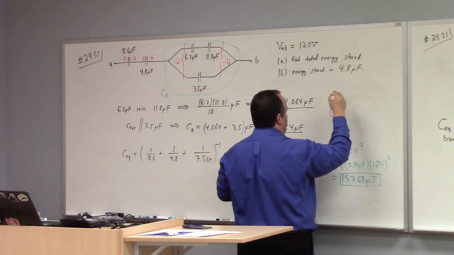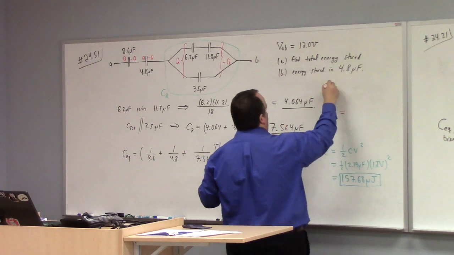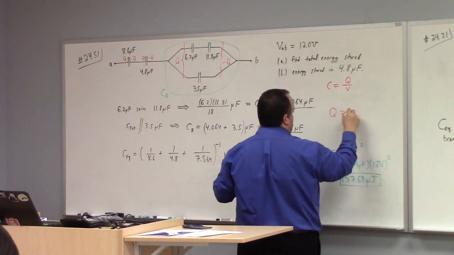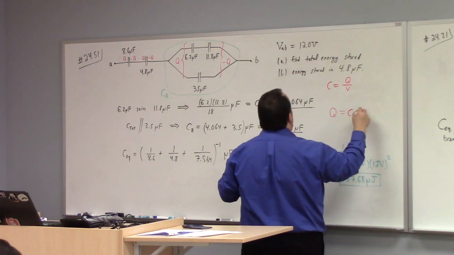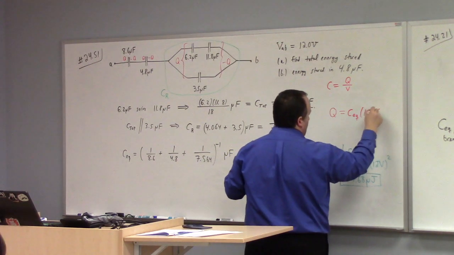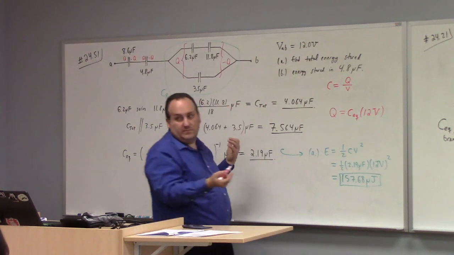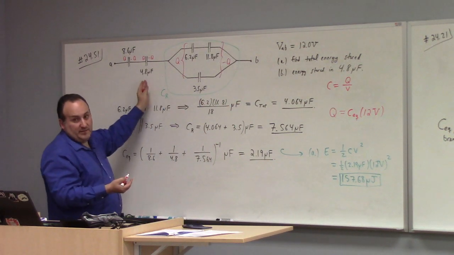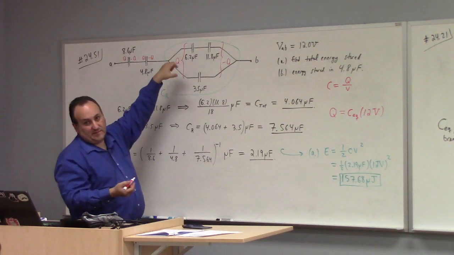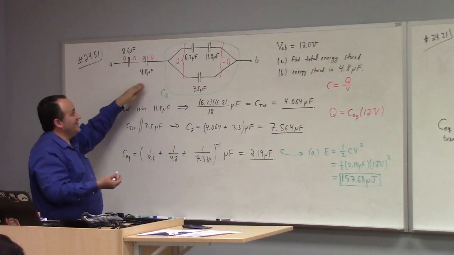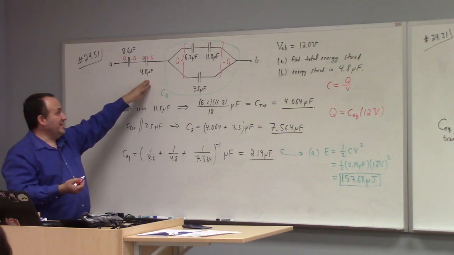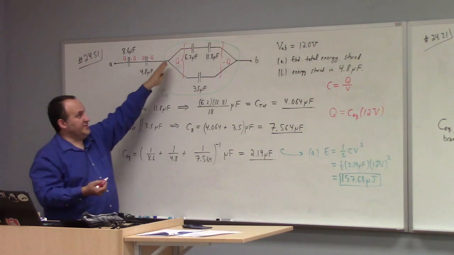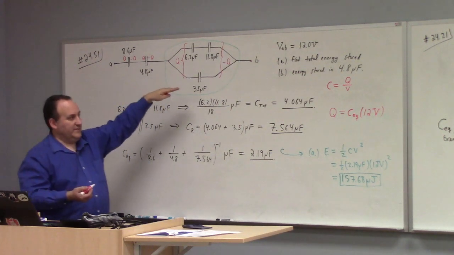Remember, how do we get Q from C? C is equal to Q over V, right? So Q is equal to CV. So C equivalent times the 12 volts gives me the charge that's on this one, on that one, and then it's parsed between these. But it asked us for the 4.8, so we don't have to worry about the parsing of the charge over here. We can figure it out directly from this.